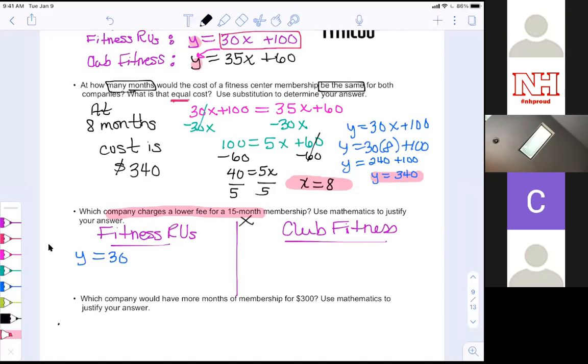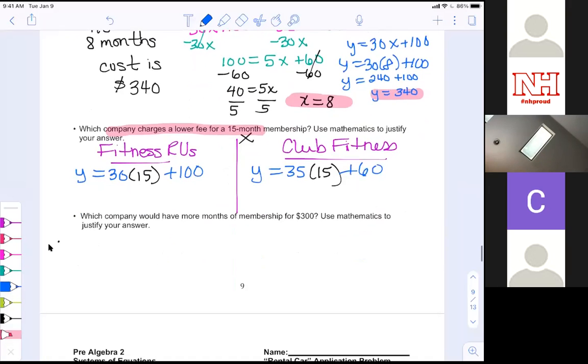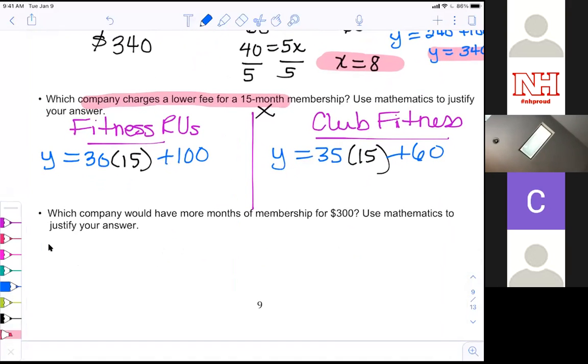So in both equations, we're comparing. We're going to plug 15 in for X. So Club Fitness says 30 times X plus 100. And then, I'm sorry, Fitness RS. Club Fitness is 35 times X, which is still 15, and then plus 60. So the goal here is to figure out which one is my better option to choose, which has the lower fee. So use your calculator, do a little bit of multiplying.